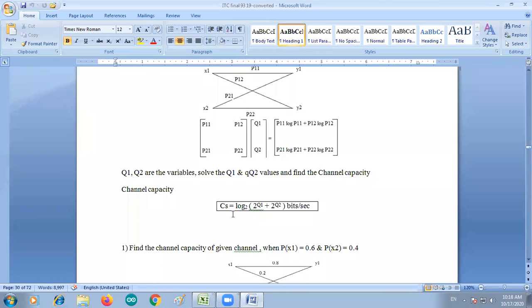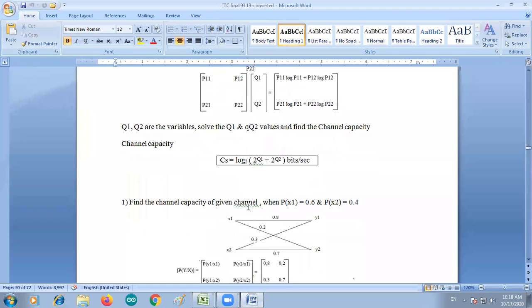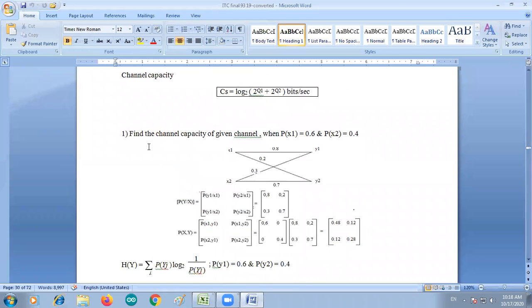For the above problem, please find the channel capacity. Find the channel capacity of the given channel when P of x1 is equal to 0.6, P of x2 is equal to 0.4, and the channel is given like this. It is a binary arithmetic channel. That is, two inputs and two outputs are there. X1 and x2 are the inputs, y1 and y2 are the outputs.